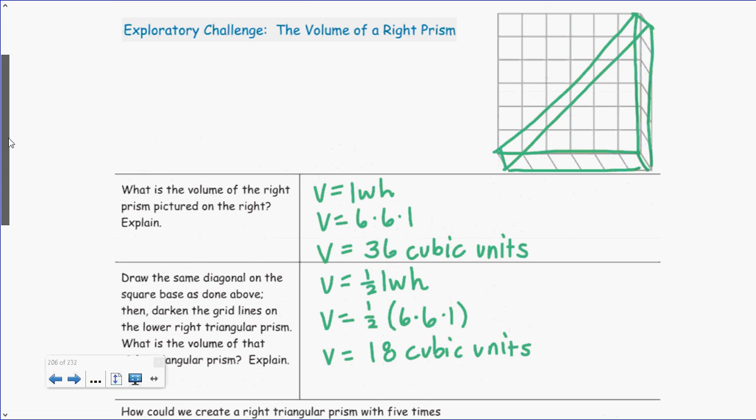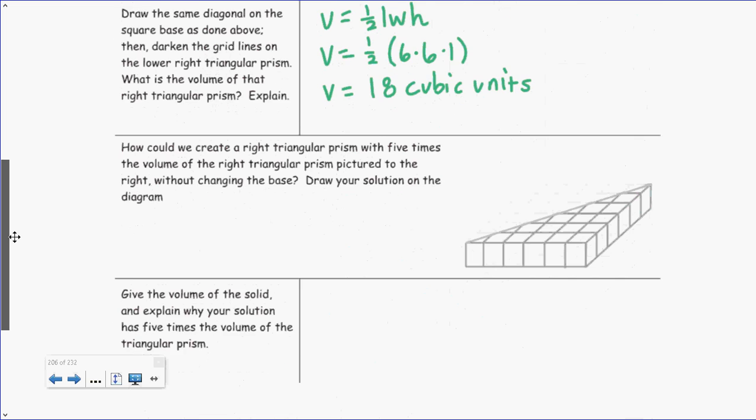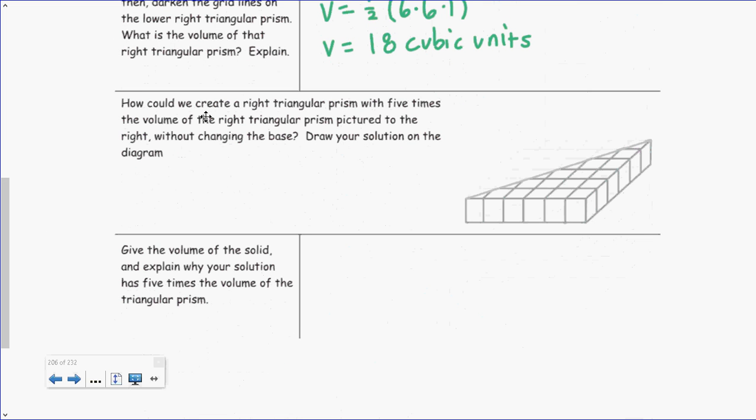Okay, what about if we took a triangular prism very similar to this one here, and we're going to create this to have 5 times the volume. What this is going to look like is we're actually going to create a higher length. We want 5 times the volume, so we actually want to make 5 rows. Forgive me if this is not drawn perfectly.